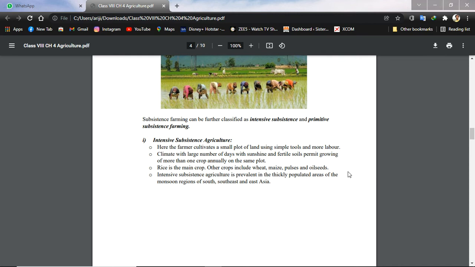They also depend on the monsoon season, because in India the monsoon is very important for cropping, by the monsoon water, the monsoon rainfalls. In south and southeast Asia, intensive subsistence agriculture is very commonly seen.